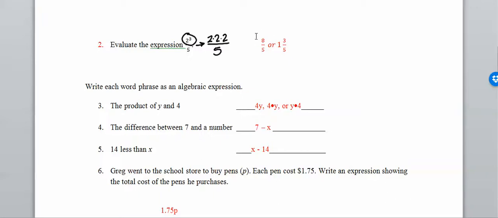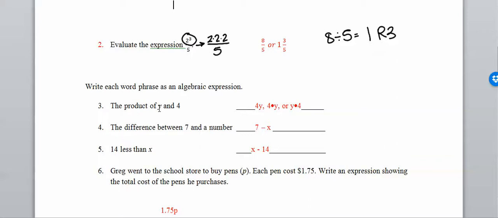So since this number is bigger on top, we take 8 and we divide it by 5, which we know goes in one time, with 3 remaining. So 1 3/5 is our real answer. If you leave it improper, it's still the correct answer, but it's not simplified. So I want to make sure that you remember to simplify it.